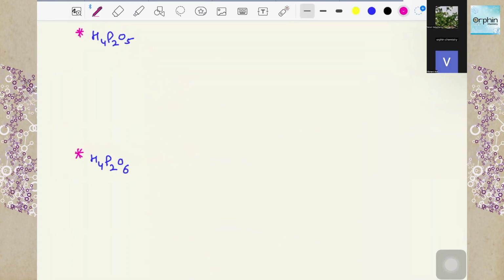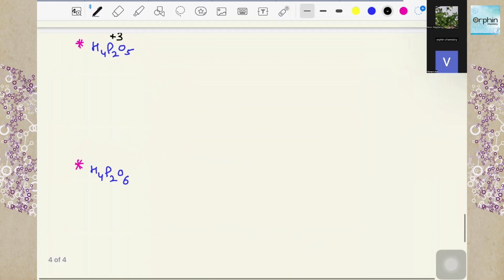If you find the oxidation state of phosphorus, it comes as 10, 10 minus 4 is 6, 6 divided by 2 is 3. So the oxidation state is coming less than the maximum. Maximum is 5, and it is coming less than maximum. So the linkage should be direct, but the point is, it has an oxy linkage. H4P2O5 has an oxy linkage. If we know this, then drawing the structure is very easy.